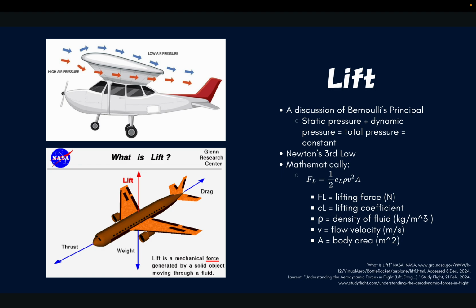For the sake of calculations, we'll be using Newton's third law, and mathematically, that means that the lifting force is equal to the lift coefficient times 1/2 the density of fluid times the flow velocity squared times the body area. Through our research, we discovered that air is usually measured at normal temperature and pressure, which is 20 degrees Celsius and 1 atmospheric pressure. This gives us a density of 1.2 kilograms per meter cubed.